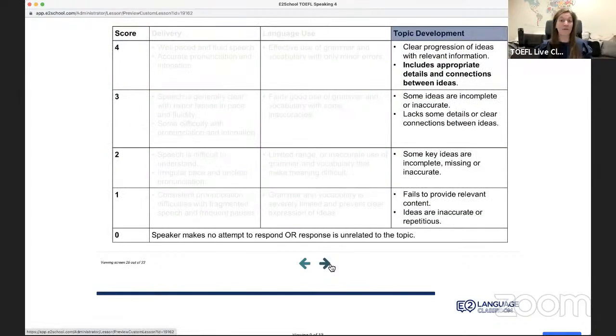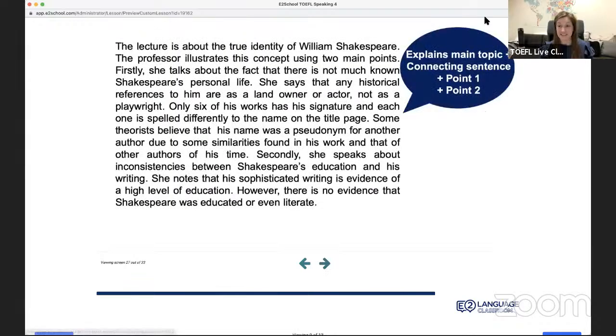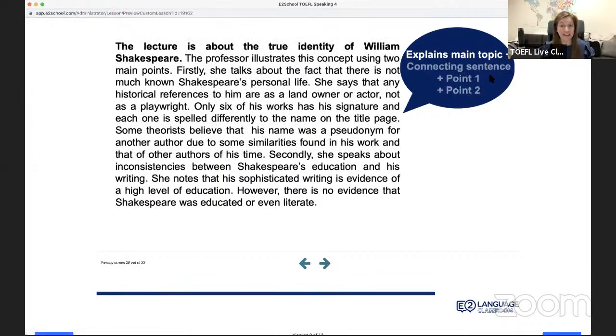and includes appropriate details and connections between ideas. Absolutely. So this is that template that we recommended. So we've explained the main topic. The lecture is about the true identity of William Shakespeare. You don't have to get really complicated with this. What is the lecture about? The lecture is about the true identity of William Shakespeare.